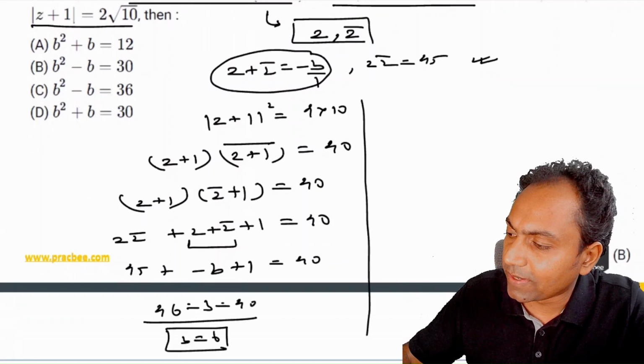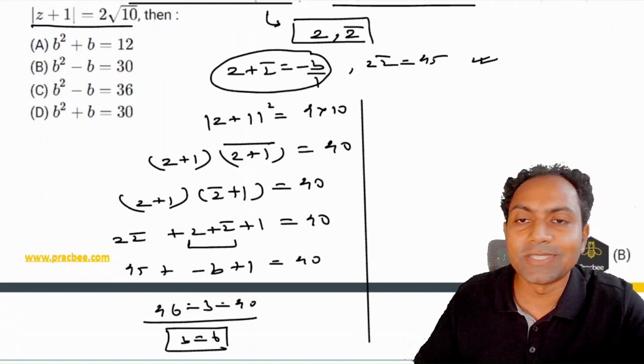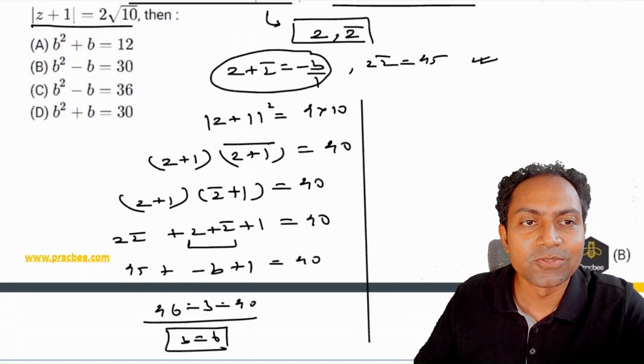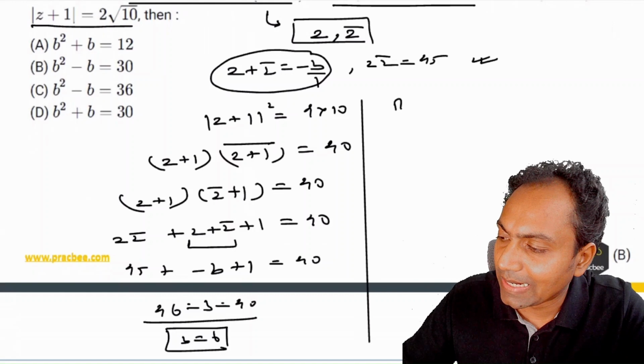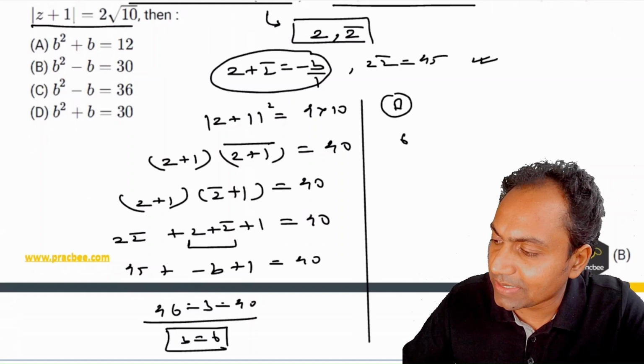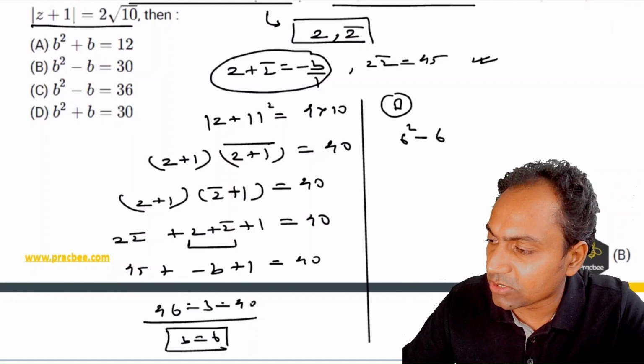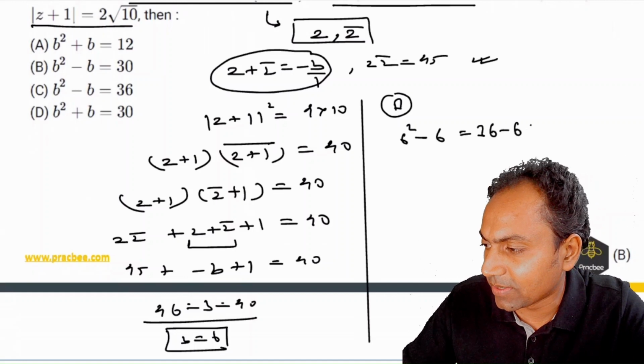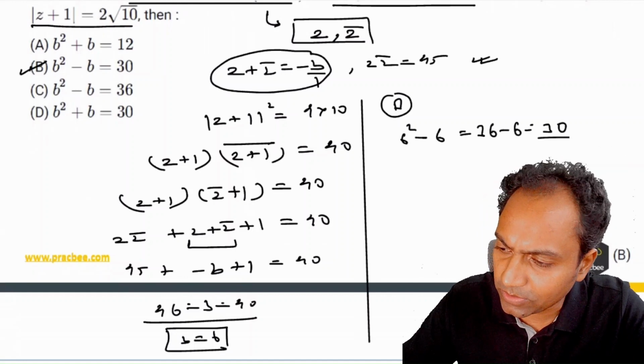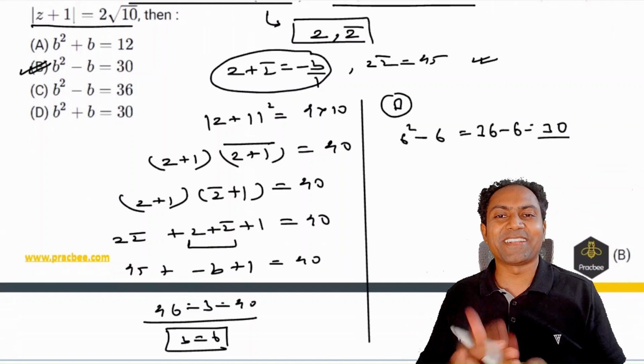Once we have found this value, now we need to check which of the options is getting satisfied. So now if you take your option B and check, it is nothing but b square minus b, so 6 square minus 6 would be nothing but 36 minus 6, which comes out to be 30. You can see that your B option is getting satisfied. Simple but an elegant question.